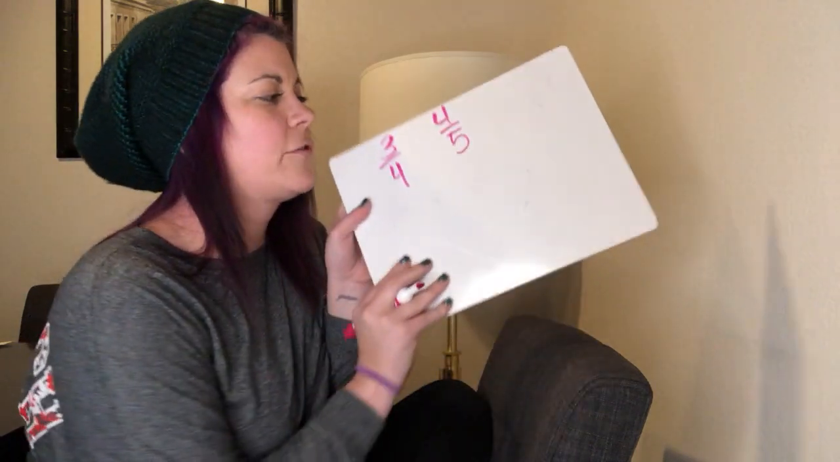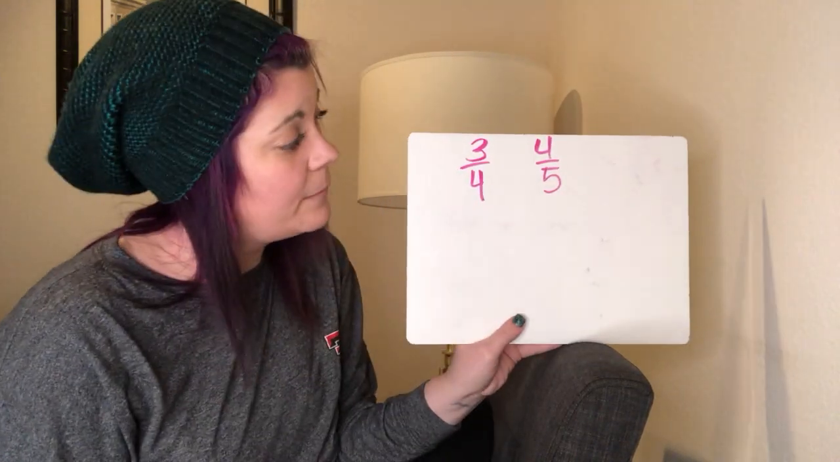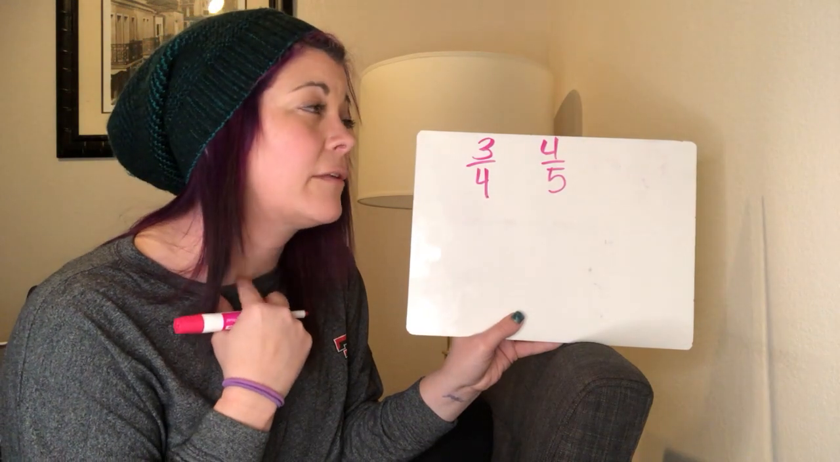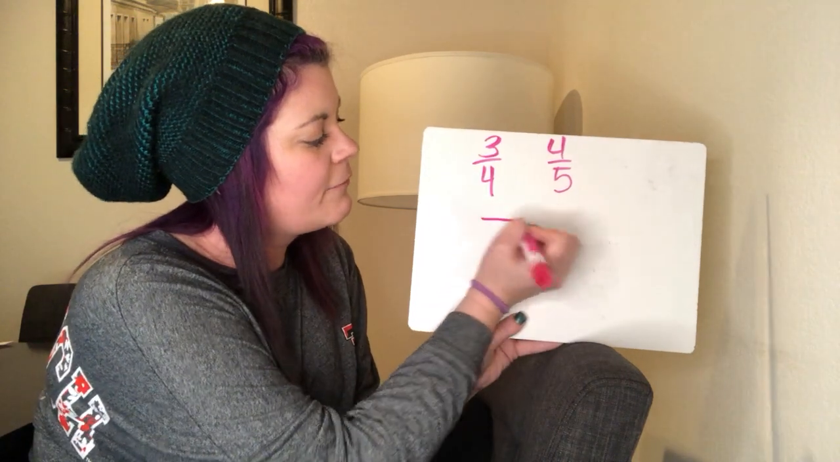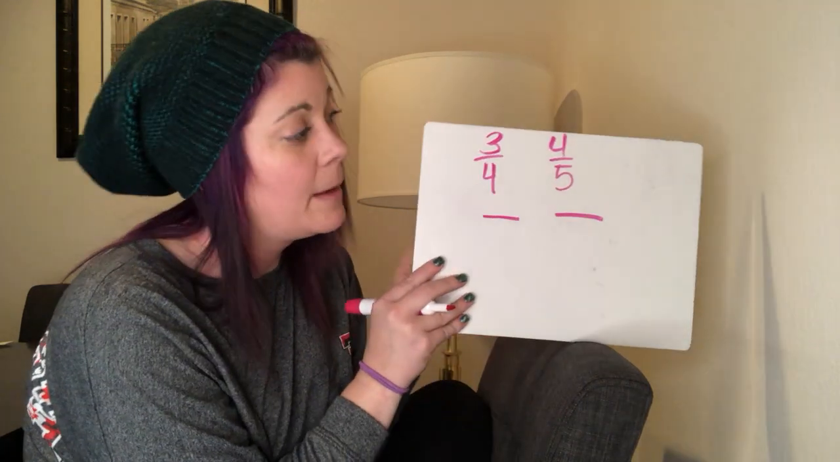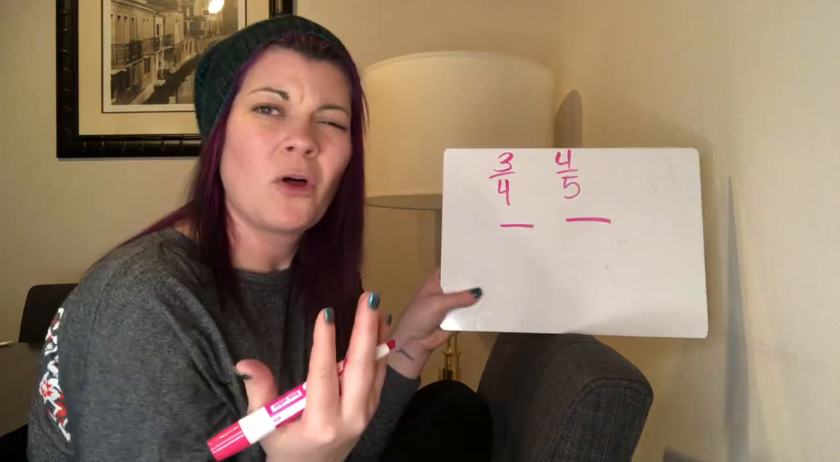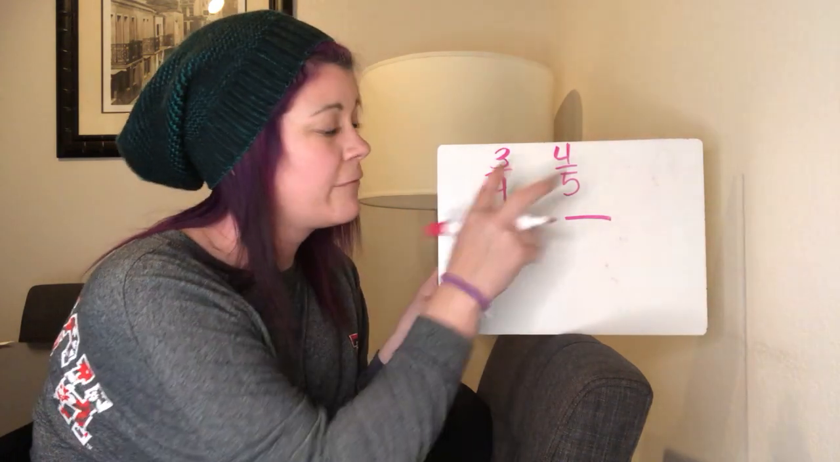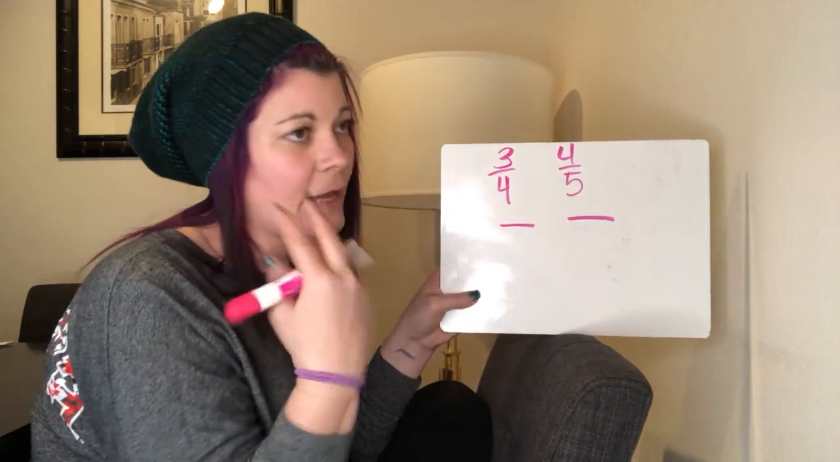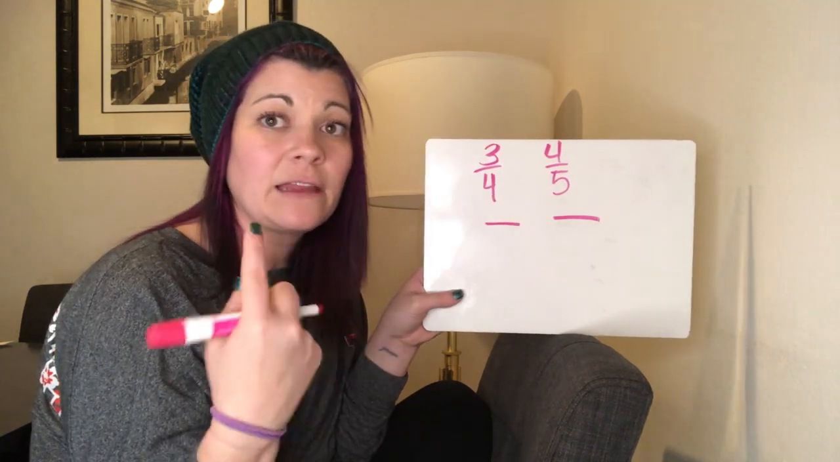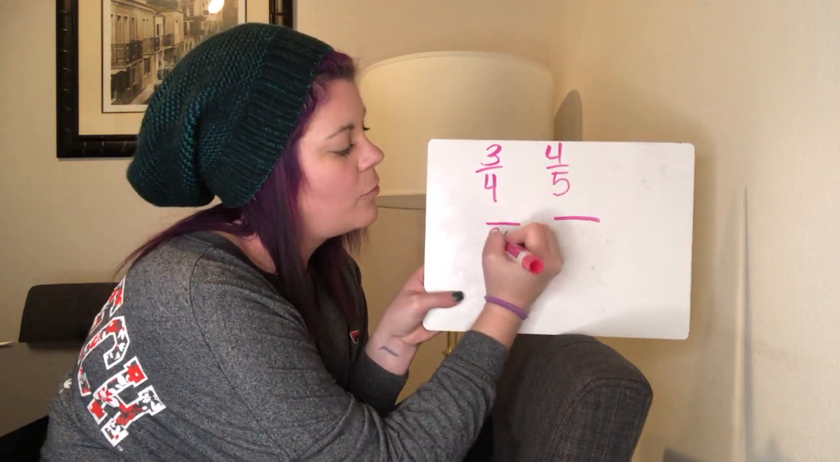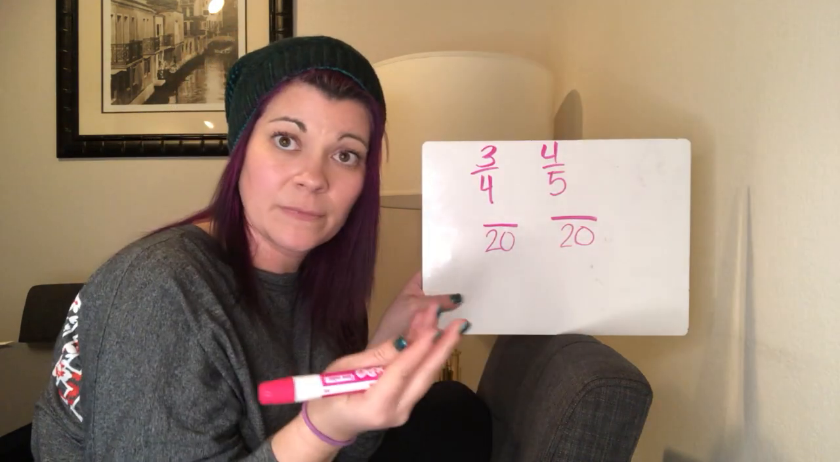But what if you have 3/4 and 4/5? Now these don't have the same denominator, so we can't really compare them until they do. To do that, we find the least common denominator, the least common multiple. So you ask what multiple has 4 and 5 as a factor? I just count up by the largest number. 5 is the largest number: 5, 10, 15, 20, until I get to a multiple that both of them go into.